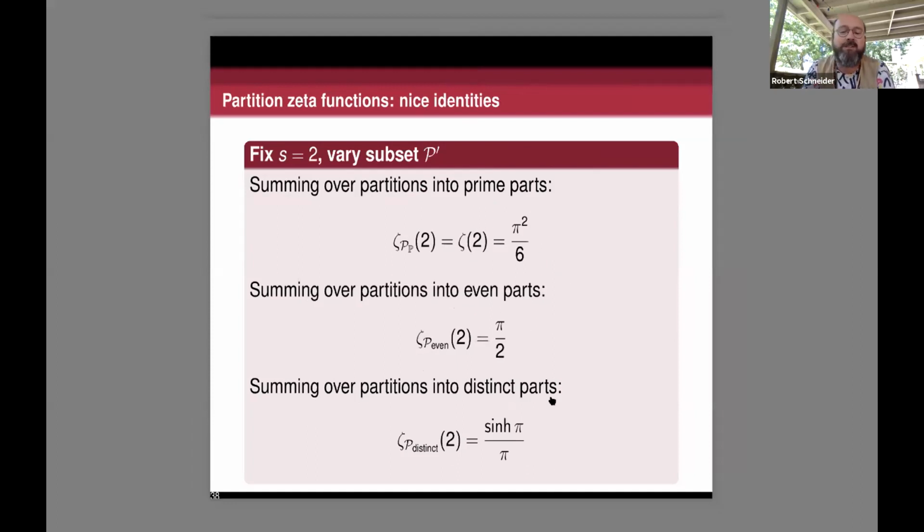And if we sum over partitions into distinct parts, then at the same argument two, we get that it's the hyperbolic sine of pi over pi. That's such a weird quantity to show up. The hyperbolic sine of pi, that's not even really a thing in trigonometry, but it is a thing in the theory of partition zeta functions.